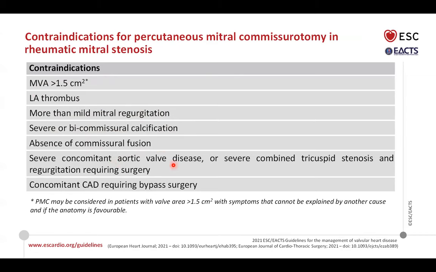And if you have severe concomitant aortic or combined tricuspid, so if you have other valvular disease that will require surgery, don't do a balloon for the mitral and then go do surgery. Just try to do them all together. Then if we have coronary artery disease requiring bypass, also go and do them together.